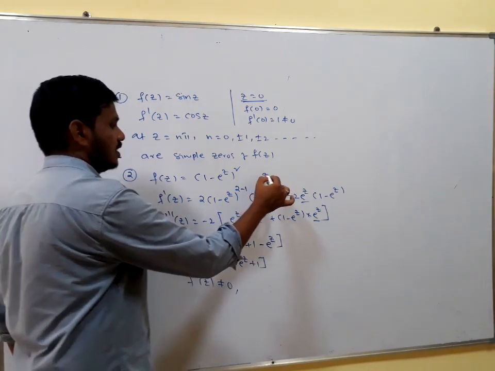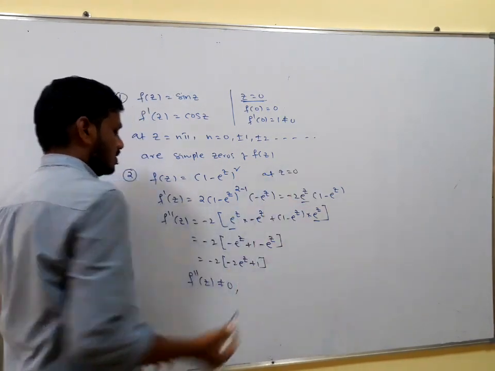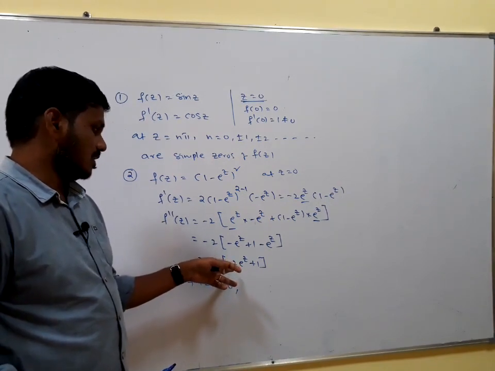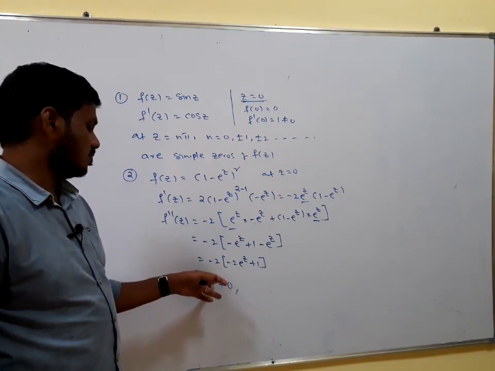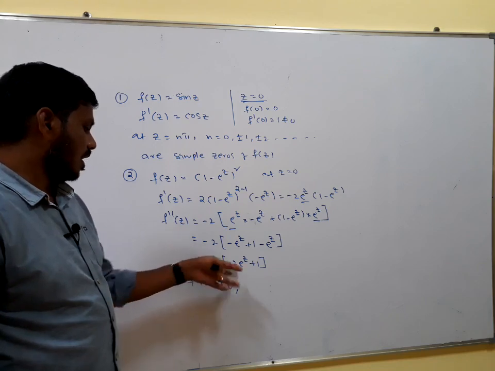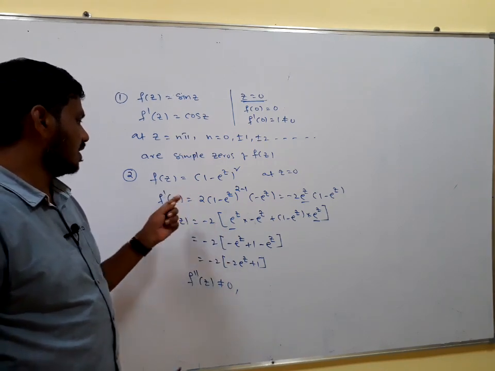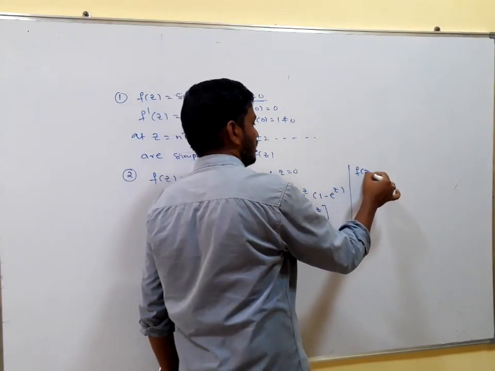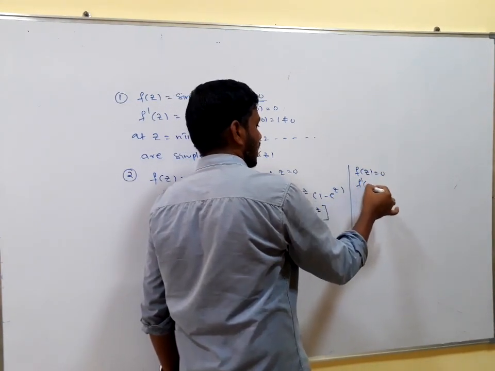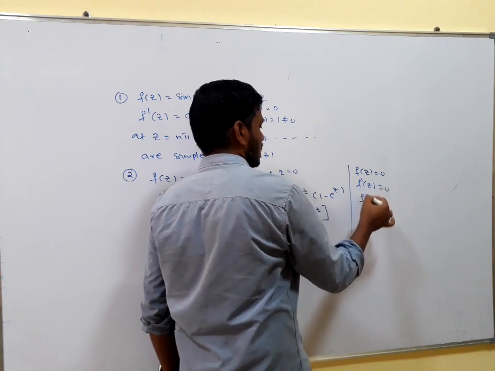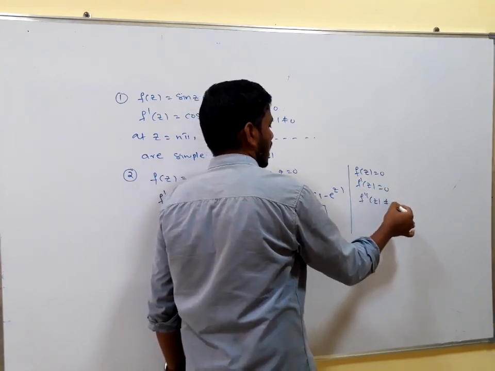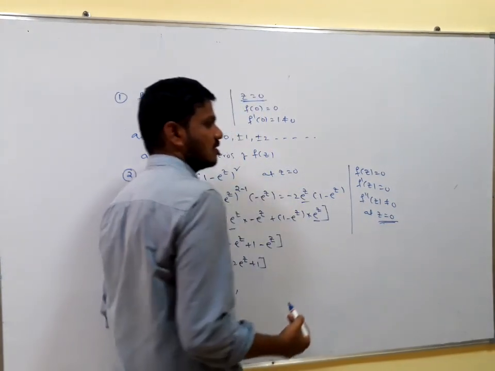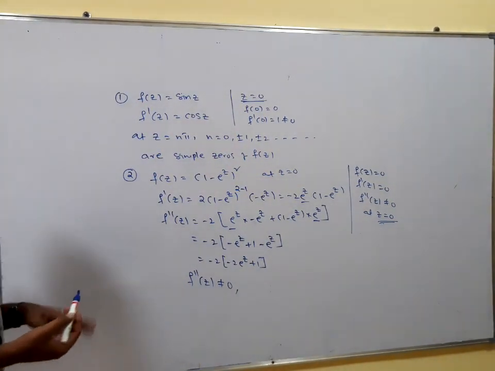At z equals 0, f double dash of z is not equal to 0. At z equals 0, e to the power of 0 is 1, so minus 2 plus 1 is minus 1. So minus 1 into minus 2, which is not equal to 0 at z equals 0. What do we say? Therefore, f of z equals 0, f dash of z equals 0, and f double dash of z is not equal to 0 at z equals 0. We say that z equals 0 is a zero of order 2.